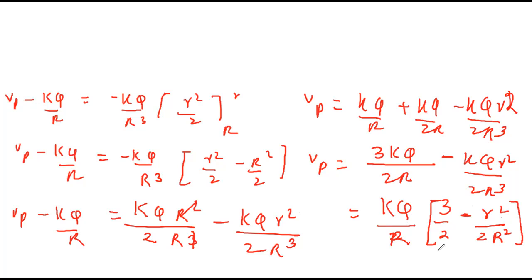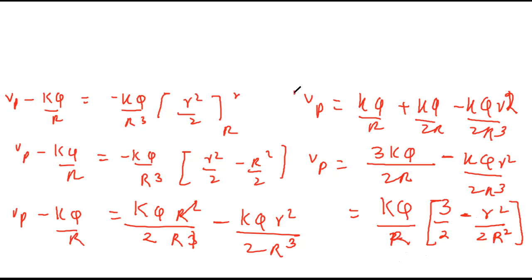So 4-5 times you write and practice. एक बार derivation खाली practice कर लेना, so that in case you forget the formula, you can derive it in the exam. So we get Vp is KQ by R times 3 by 2 minus r square upon 2R square. This is the formula for V at any point inside the non-conducting charged sphere.